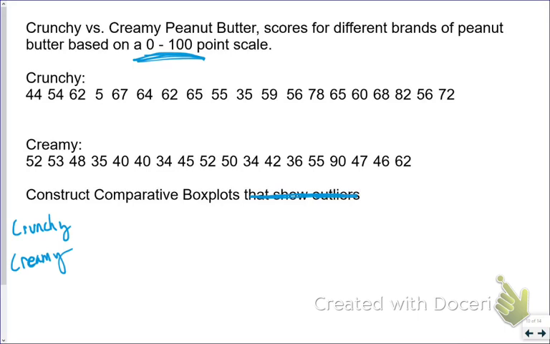So the 5-number summary for crunchy is 5, 55, 62. That Y is in the wrong place. Well, it's blocking. So what was that? 62, 67, and 82. The 5-number summary for creamy was 34, 40, 46.5, 52, and 90. So make one long number line.